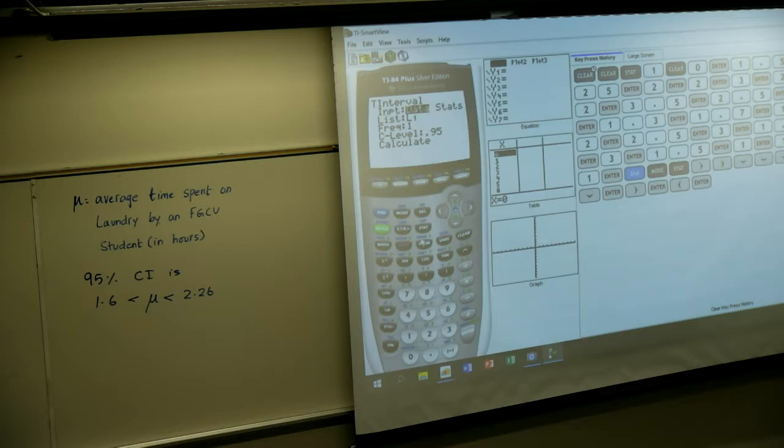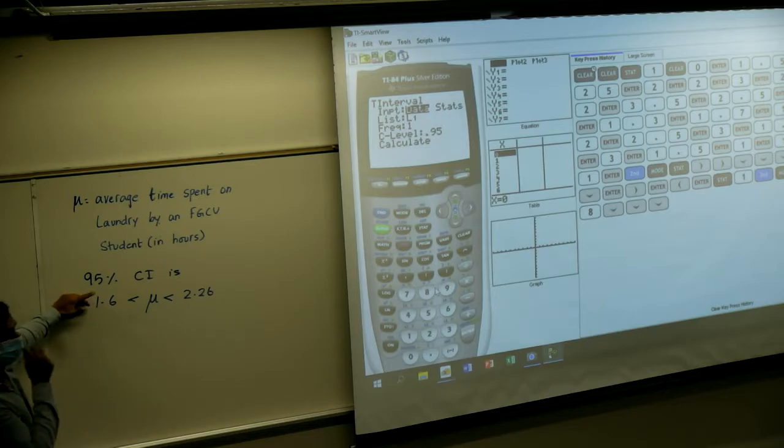The data is in list 1. The confidence level that we set is 0.95. Do not put 95 there, it's not in percent, it's a decimal. So 0.95 and hit calculate.